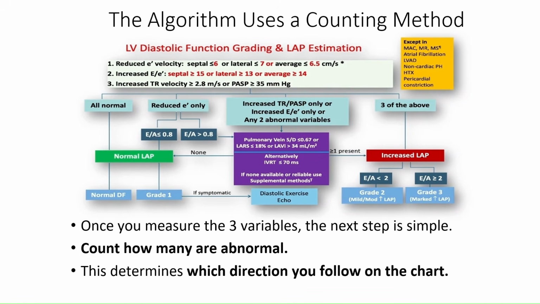So you should know that the algorithm uses a counting method. This ASE algorithm works like a voting system of sorts. So step 2, we will evaluate the pattern. So now we're going to look at how many abnormal variables exist. So basically, we count how many of the three measurements are abnormal.